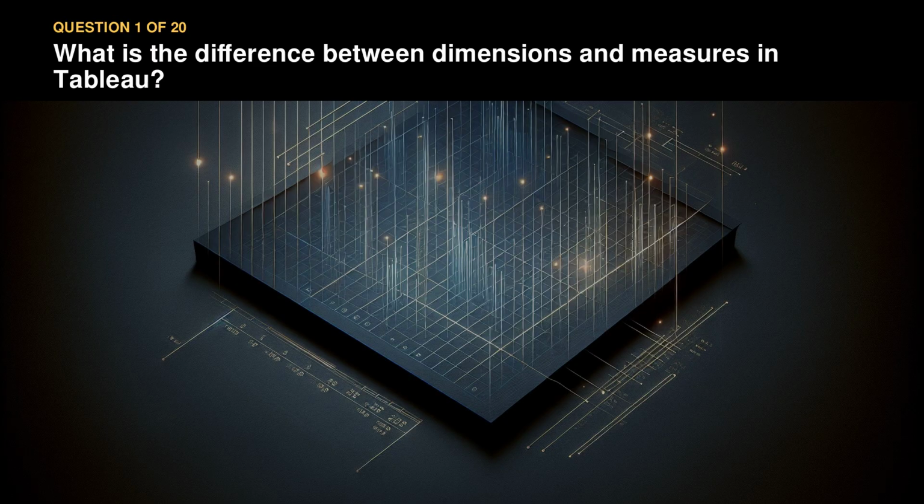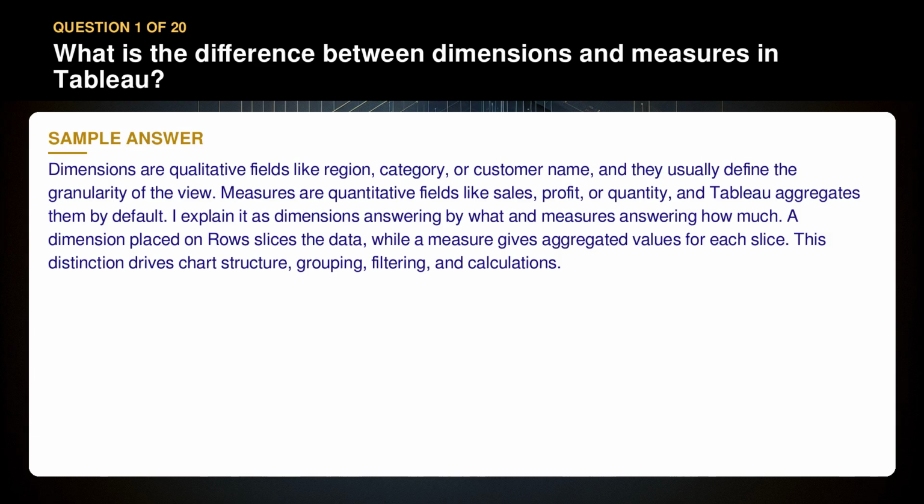Question 1. What is the difference between dimensions and measures in Tableau? Dimensions are qualitative fields like region, category, or customer name, and they usually define the granularity of the view. Measures are quantitative fields like sales, profit, or quantity, and Tableau aggregates them by default. I explain it as dimensions answering by what, and measures answering how much.